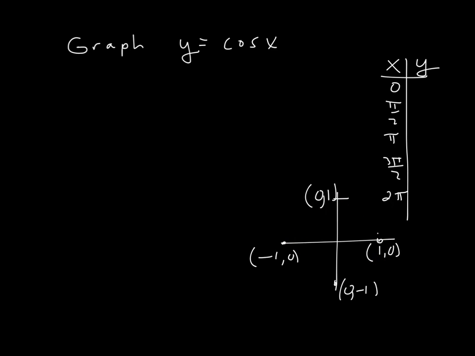X value is cosine, so it's 1. Pi over 2 is 0. Pi, negative 1. 3 pi over 2, 0. And back to 1. Once again, if you're noticing, this is 0. Here's pi over 2 right here, and the x value is 0. So pi over 2, 0. This is pi, and the x value is negative 1. So pi, negative 1. This is 3 pi over 2 down here. The x value is 0. And when you get all the way back around, you're right back where you started, 2 pi. That's the x value of 1.